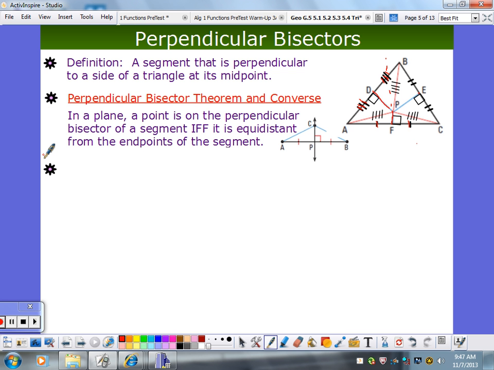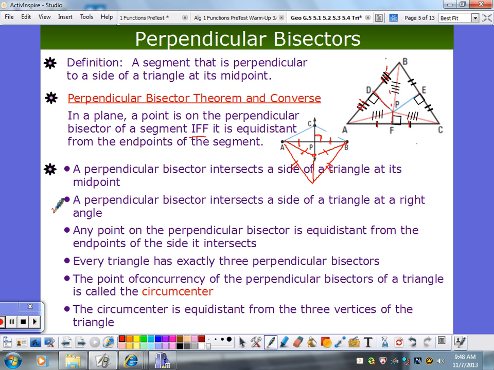So here's a theorem and its converse, so it's a biconditional. In a plane, a point is on the perpendicular bisector of a segment if and only if it is equidistant from the endpoints of the segment. So here's the segment, and here's its perpendicular bisector. If I make this line long, any points on here are equidistant, the same distance from the endpoints. So if I draw one here, these pieces are also congruent. This is kind of an important feature of the perpendicular bisector.